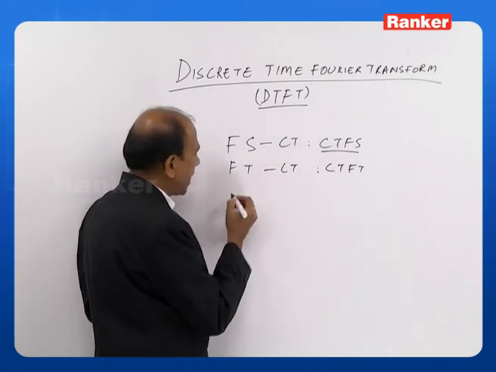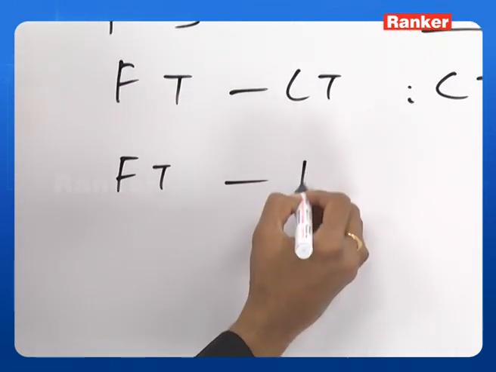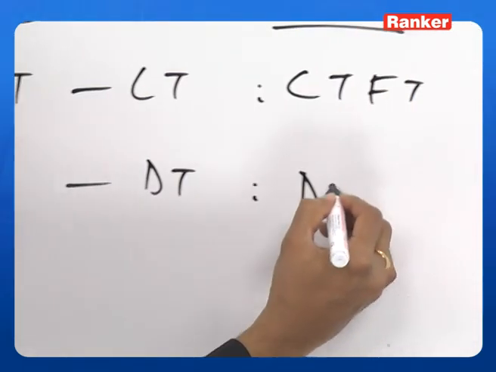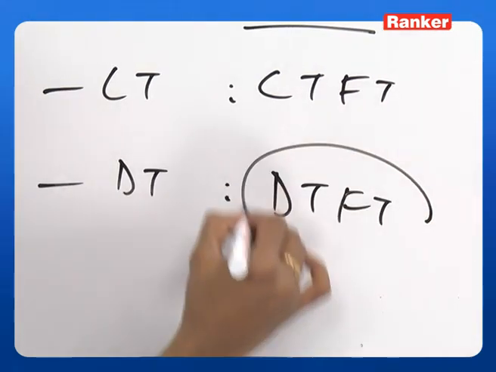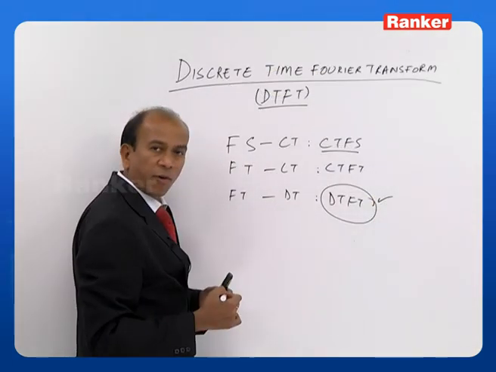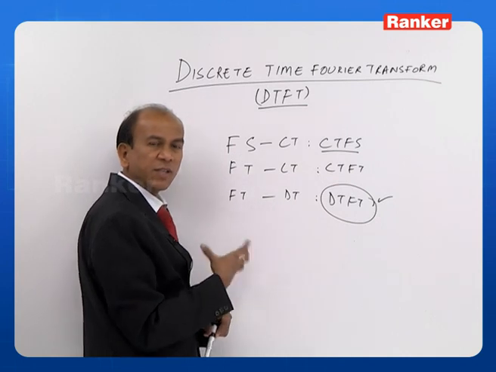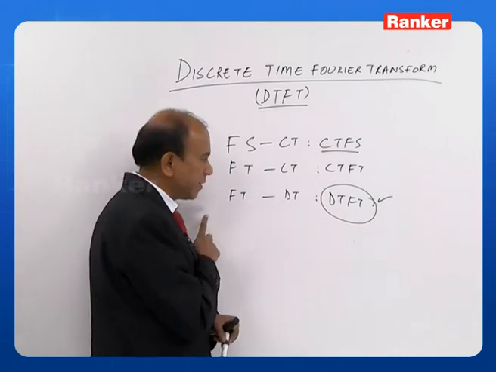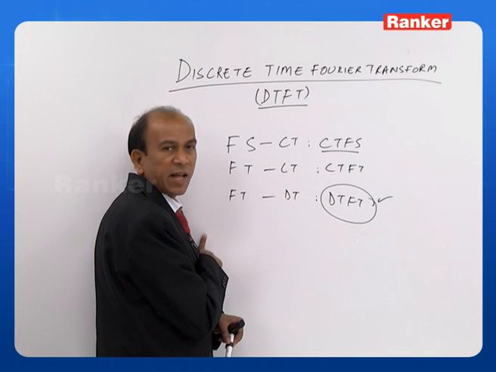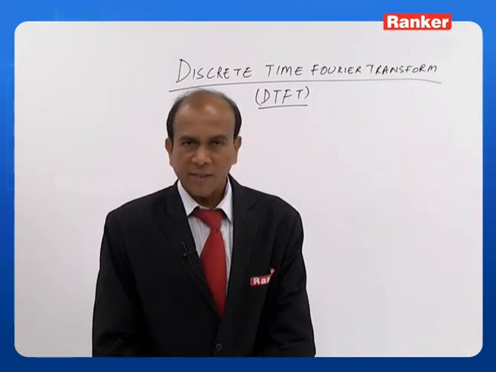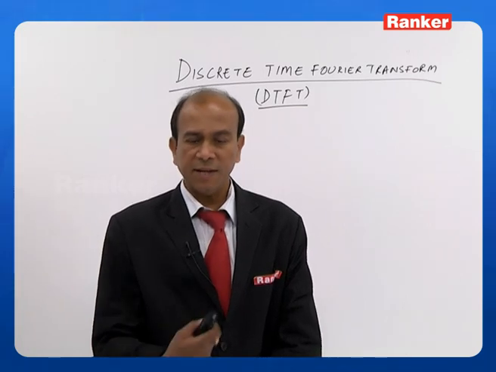Now, let us say I am using a Fourier transform for discrete time, then this will become DTFT. This is our topic for this session and the following sessions. That means, when I find the Fourier transform for a discrete time signal, that results in a discrete time Fourier transform, and that is what we are going to discuss in this session. Now, let us see discrete time Fourier transforms in detail.